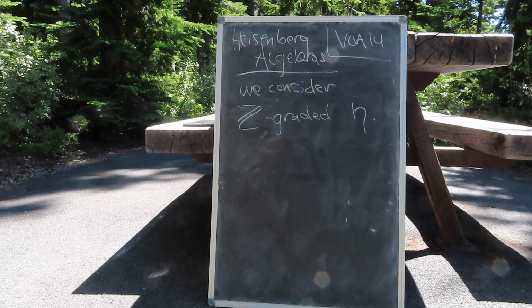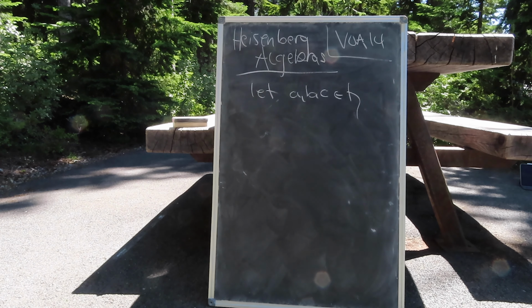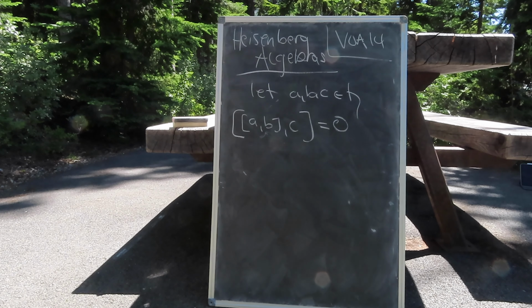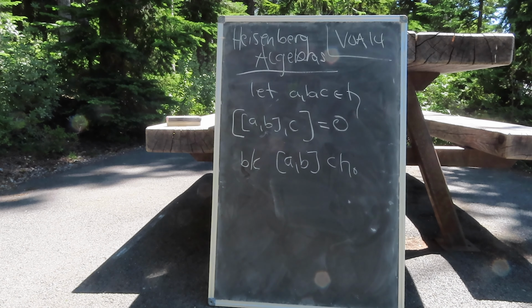We will be considering Z-graded Heisenberg algebras, and we'll choose by convention to have the center be the subspace of degree 0. Okay, so let's fill this out a bit. Suppose A, B, and C are elements of H. So any double bracket of the form [A,[B,C]] vanishes by construction. Note that this implies that any non-vanishing bracket [A,B] is always in H_0.